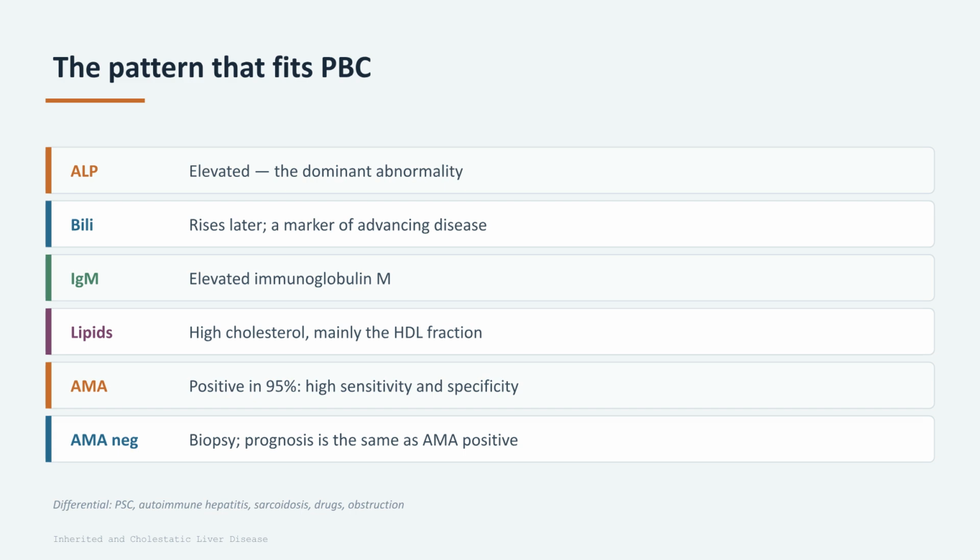Here is the biochemical fingerprint. The alkaline phosphatase is the dominant abnormality. The bilirubin rises later, and when it does, it signals advancing disease. Immunoglobulin M is elevated. The cholesterol is high, mainly the HDL fraction, and the anti-mitochondrial antibody is positive in 95%. If that antibody is negative but everything else fits, do a liver biopsy. Those patients often have a positive antinuclear antibody or smooth muscle antibody, and importantly, their prognosis is the same. Before you commit, exclude sclerosing cholangitis, autoimmune hepatitis, sarcoidosis, drug injury and obstruction.